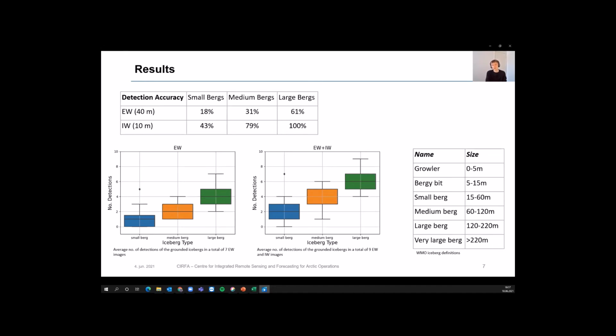For interferometric wide swath, almost all of the medium icebergs were detected and all of the large icebergs were detected. Just to recap, the interferometric wide swath has a pixel spacing of 10 meters and the extra wide swath has a pixel spacing of 40 meters.